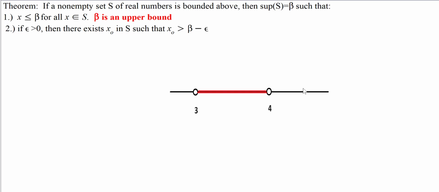And criteria number 2 says something else. It says that if epsilon is greater than 0, then there exists some value x naught in S such that x naught is greater than beta minus epsilon. That's a very complicated way of saying beta is the least of all possible upper bounds. So let's weed through what they mean by this notation.